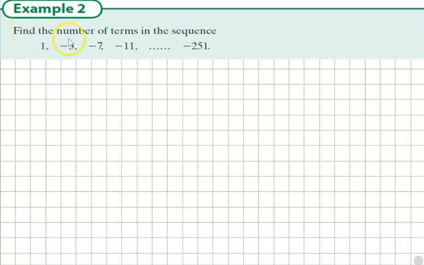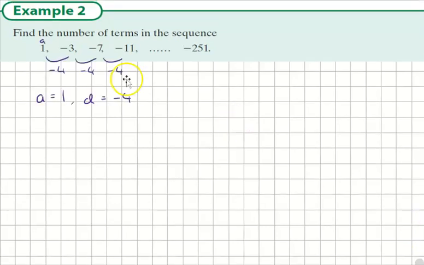Example 2. Find the number of terms in the sequence: 1, minus 3, minus 7, minus 11, and so on, up to minus 251. Notice there's a full stop, which indicates that that's the final term in this particular sequence. So we start off by labeling A as 1.